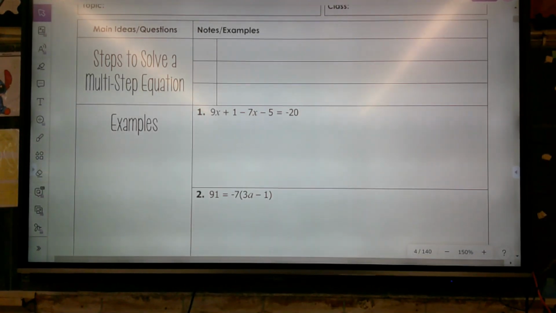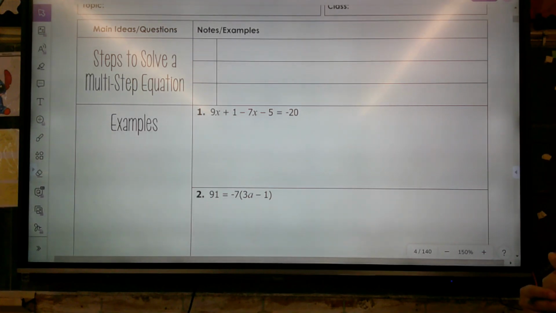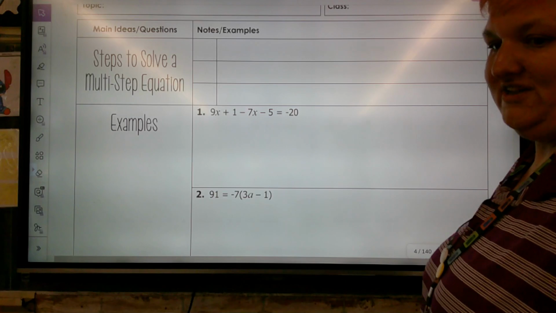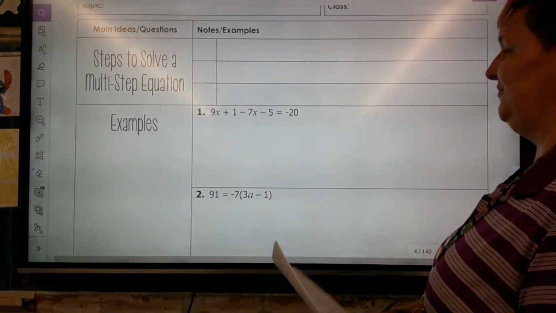Welcome to Unit 2, 2.1, Steps to Solving a Multi-Step Equation, Guided Notes. Follow along, ask good questions, learn something, glue it into your notebook. Alright, so steps to solving a multi-step equation.